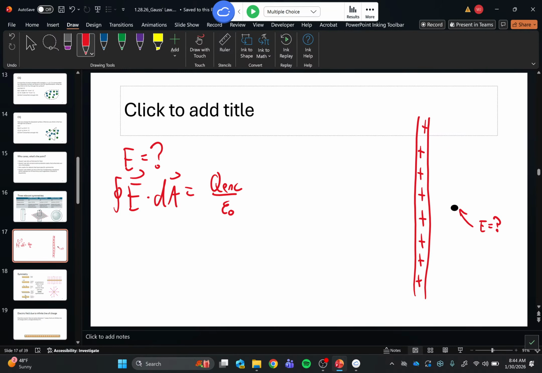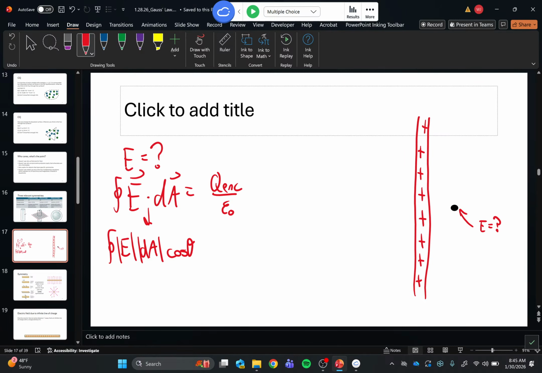I'm going to delete my shape here. We need to draw some shape, some bubble, such that I don't need to do an integral. How do I avoid doing this integral? We're going to focus on this side, E dot dA. Remember that this can be rewritten as the magnitude of E times the magnitude of dA times cosine theta. That's a dot product. Theta is the angle between E and the area vector.